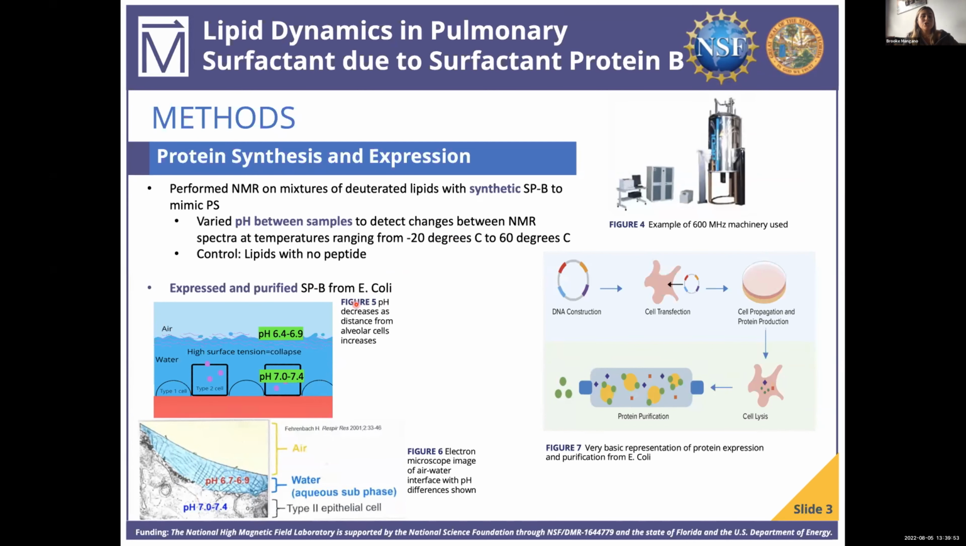And then most of my summer actually was spent trying to express and purify the protein from E. coli, like the last presentation. So we used a vector that had the DNA that coded for the protein, and we had to try to isolate it from all the other proteins that it made.